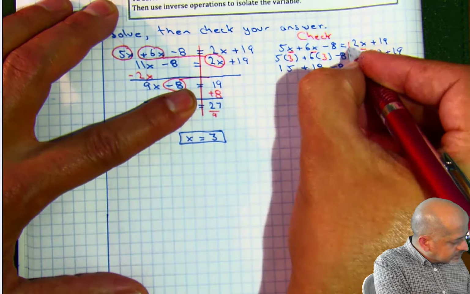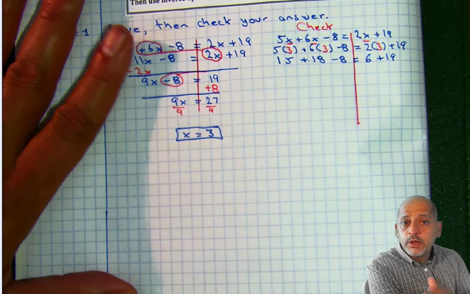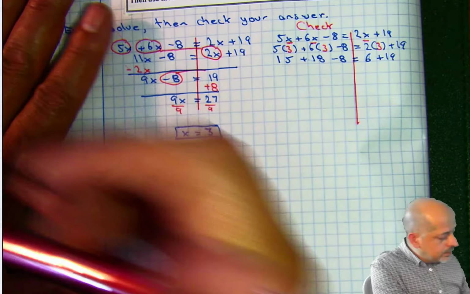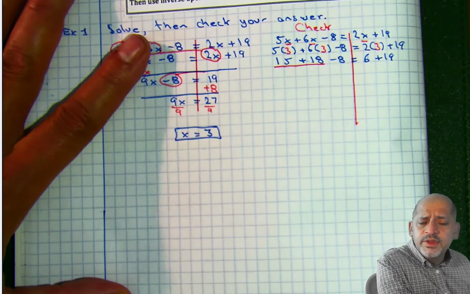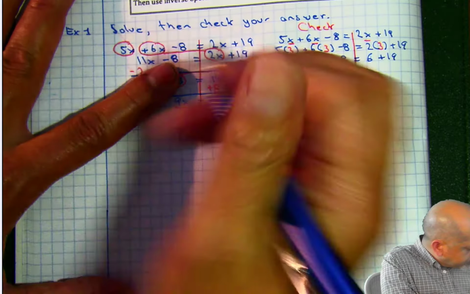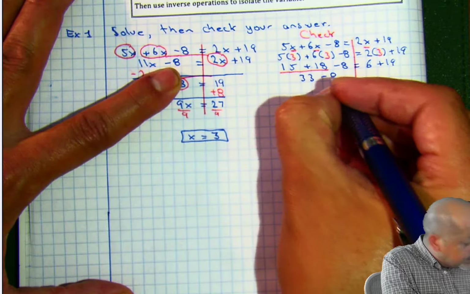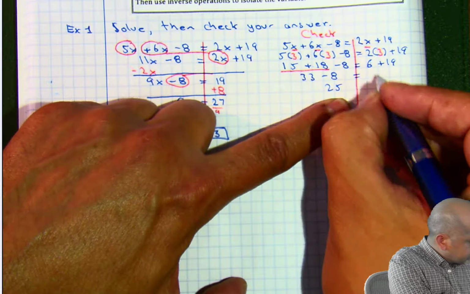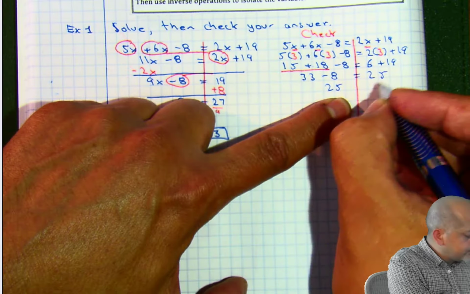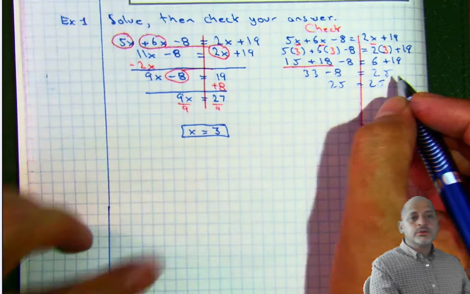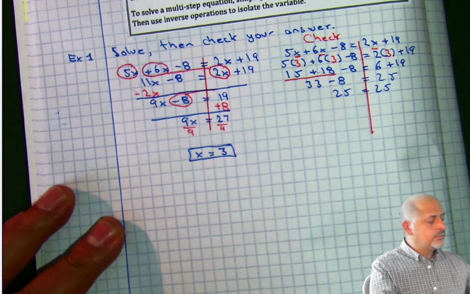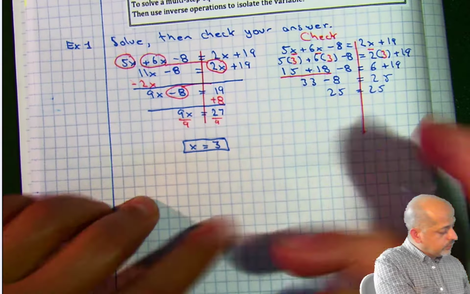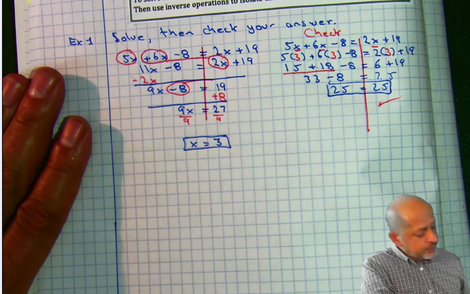Notice that we still have two sides, but now we're not moving things left and right. We're just going to simplify on the left, simplify on the right. What's 15 plus 18? 33. Minus 8, 33 minus 8 will be 25. 6 plus 19 will be 25. So now that is solved for, we know that that made the equation true. So therefore, 3 is the correct answer.